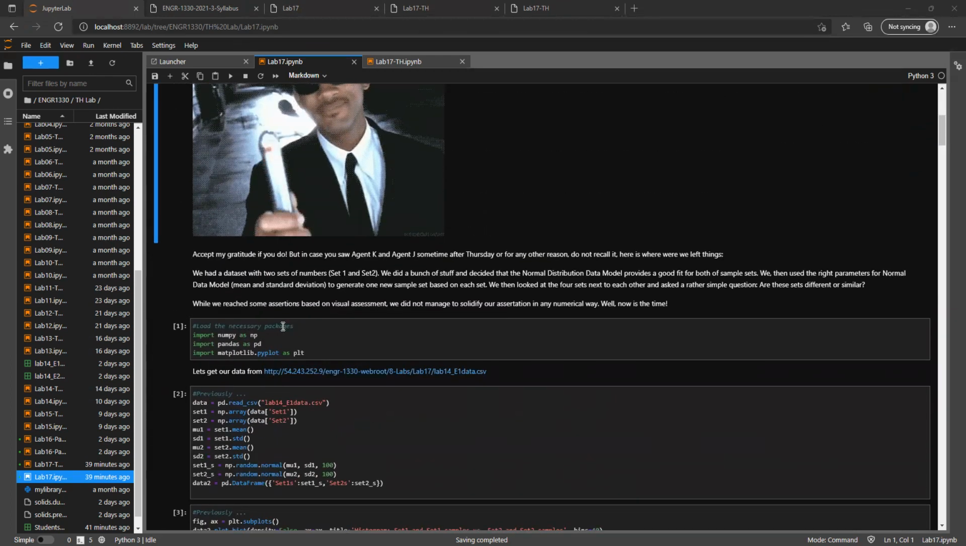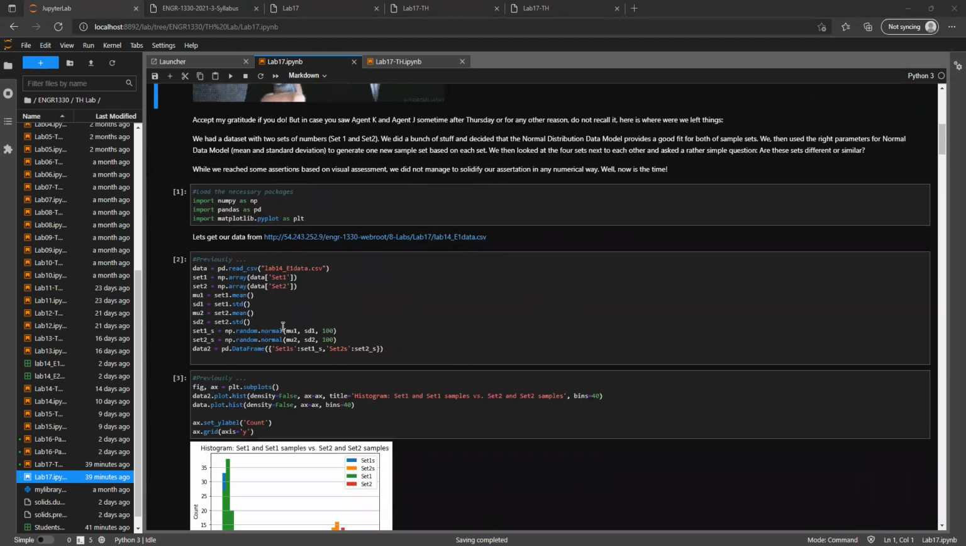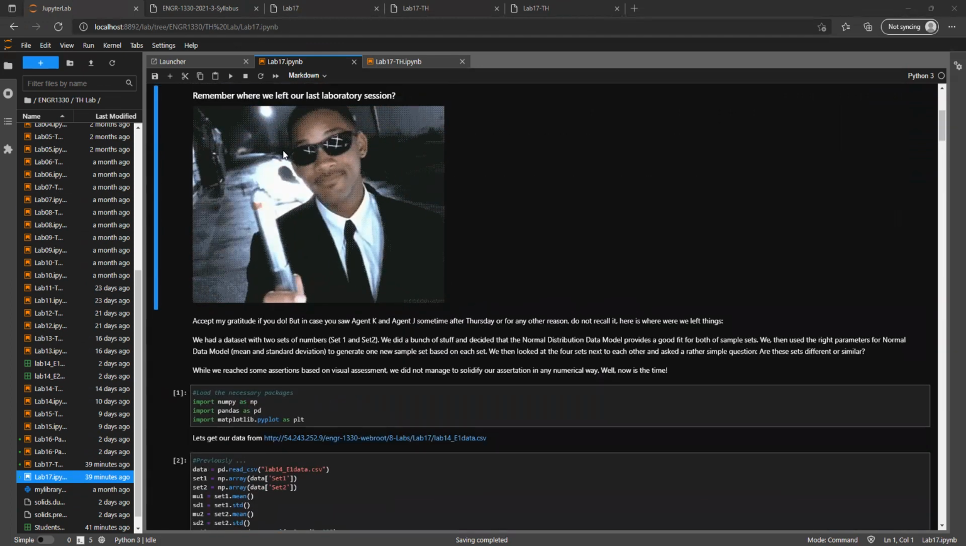So let's review a little bit. Last time, unless you've been flashy-thingied, if you haven't seen Men in Black, the original, you really need to. One of the best movies of the 90s.